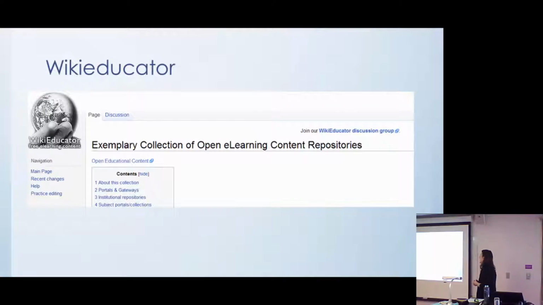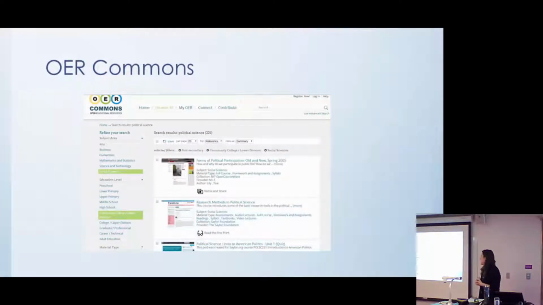If you go out there, you'll find all sorts of OER repositories. Wikipedia actually has its own OER repository, Wiki Educator. This is not comprehensive, this is just some examples of what's out there. The OER Commons is out there, and you can go through and search it. This is one I did for Political Science: 221 different resources available for our political science search.